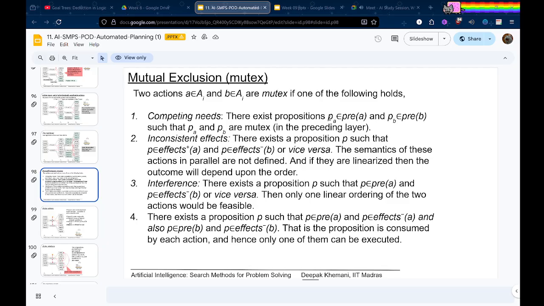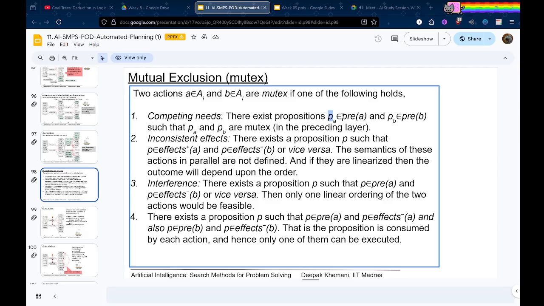The first one: there exist propositions PA and PB such that PA and PB are mutex. So the propositions here are mutex. Competing needs is saying that if preconditions of any two actions are pairwise mutex, then those actions are mutex. But then how are PA and PB mutex? We will learn that in the next 2-3 slides.